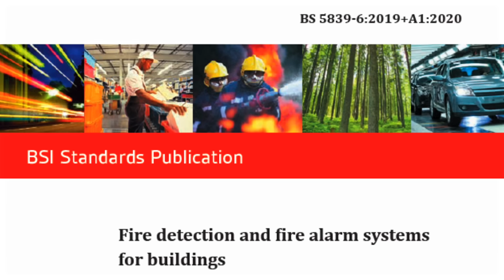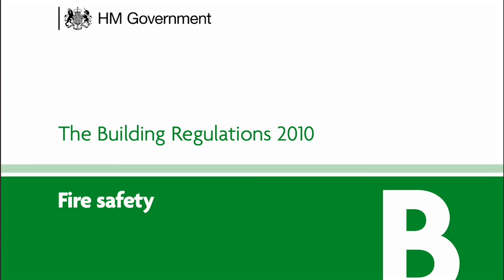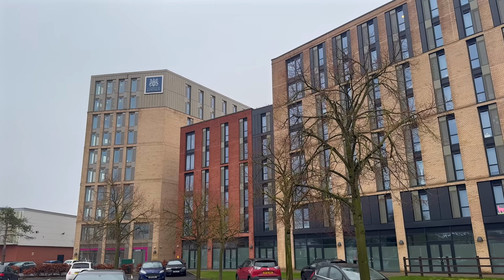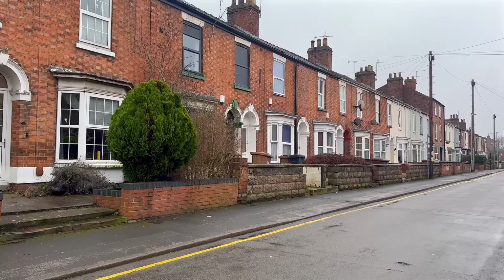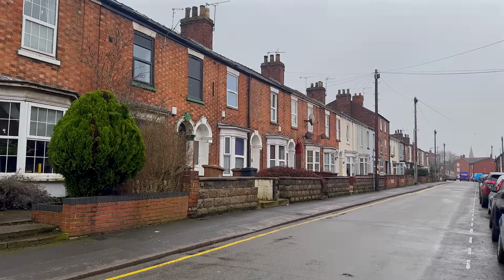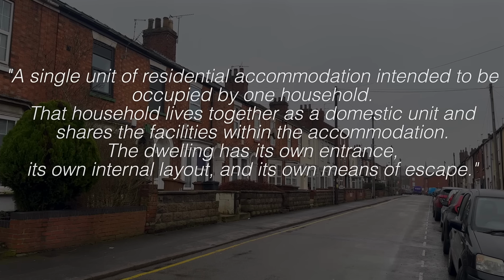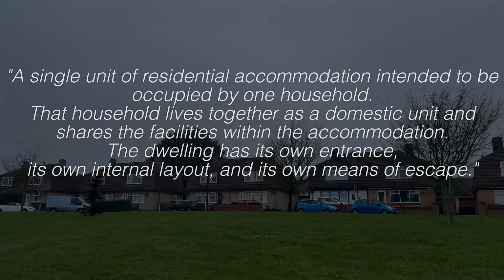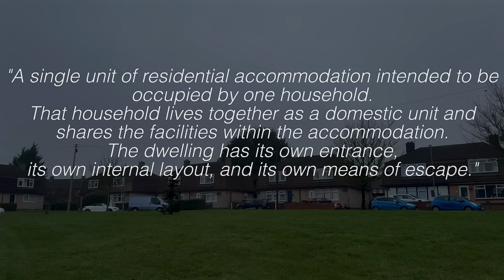Okay, so fire detection in dwellings is set out under BS 5839-6. We also have Part B of the building regulations, which is broken up into two volumes. Volume 2 is concerned with buildings other than dwellings, and Volume 1 is concerned with, you guessed it, dwellings. So what is a dwelling? Well, according to Part B, a dwelling is defined as a single unit of residential accommodation intended to be occupied by one household. That household lives together as a domestic unit and shares the facilities within the accommodation.